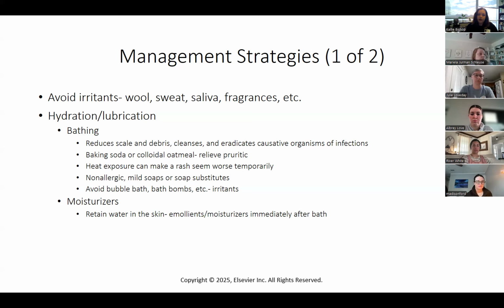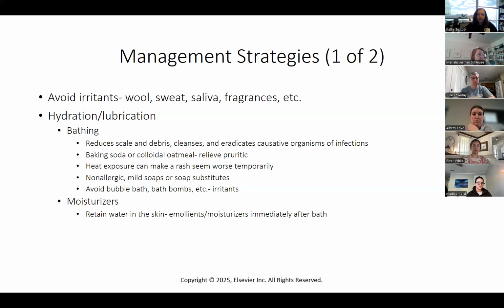Heat exposure can make a rash seem worse temporarily. So when they're in the bath, the heat from that, or even if they go outside and it's hot out, anything that makes them hot is going to make rashes typically look more red, more angry. But then when they cool off, it looks normal again. So it will probably look worse straight out of the bath, but give it some time, it'll probably look better.